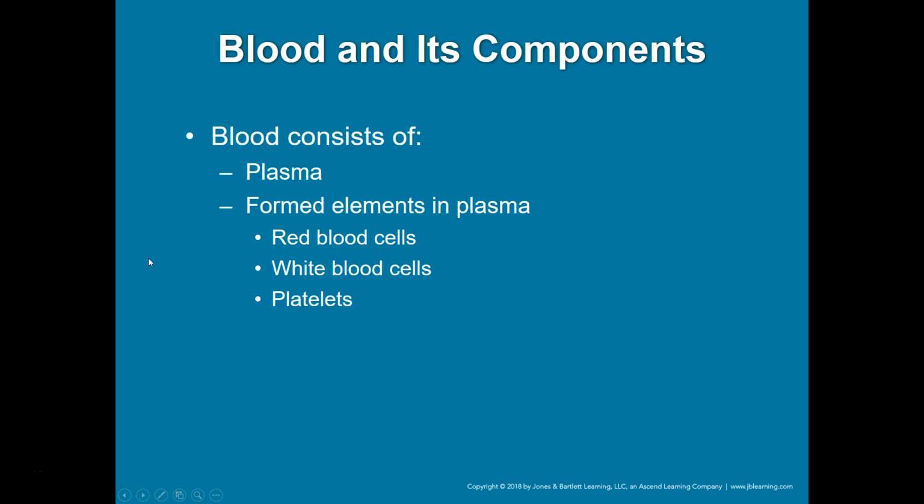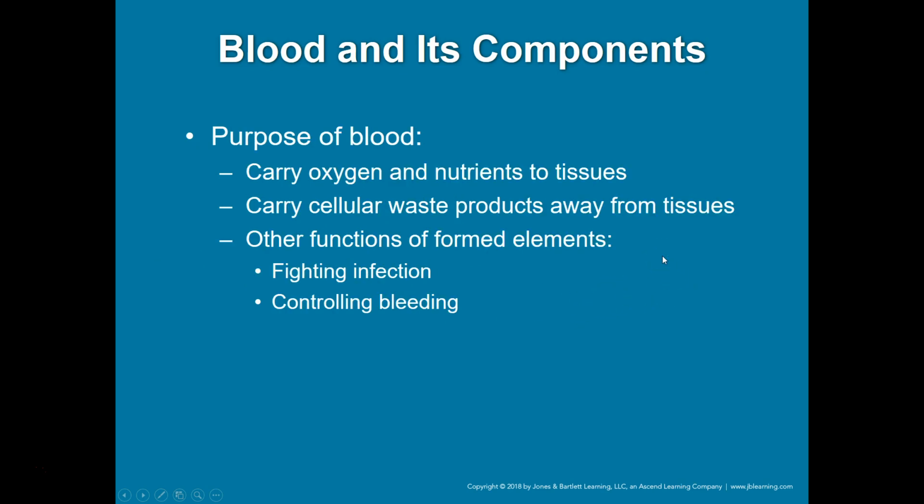Okay, so blood consists of plasma, red blood cells, white blood cells, and platelets. Knowing the components of blood is an important concept, but more knowing the purpose of blood, in my opinion, would be more beneficial. So it carries oxygen and nutrients to the tissues. It carries cellular waste products away from the tissues, fights infection, and it can also clot and control bleeding.